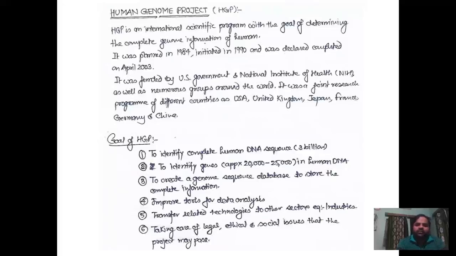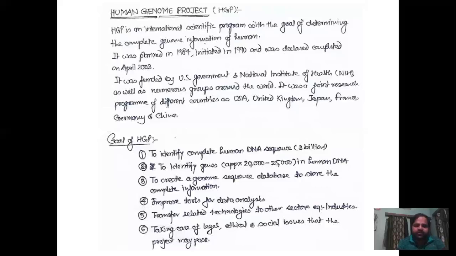So we will see what the goals of the Human Genome Project were. The first point is to identify the complete human DNA sequence, which is around 3 billion bases. The second point is to identify the genes, and now we know that it is approximately 20,000 to 25,000 in human. The third goal was to create a genome sequence database to store the complete information for further use.